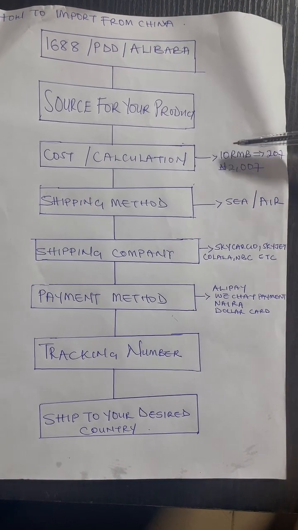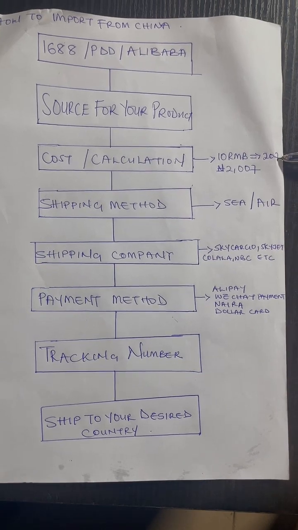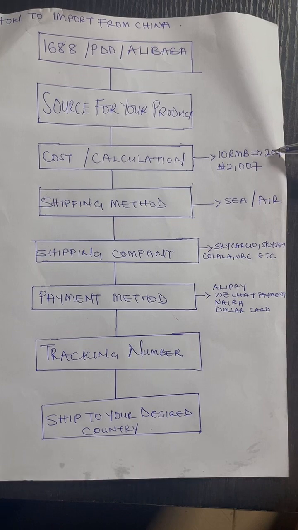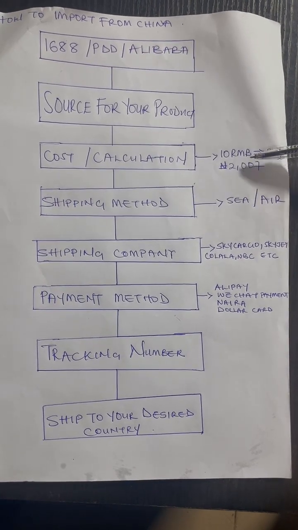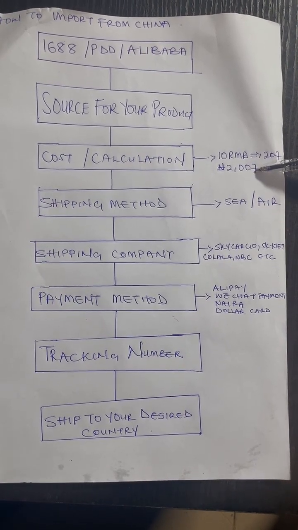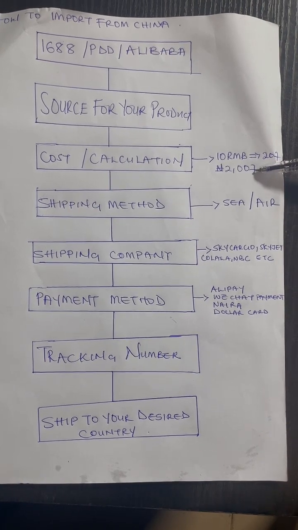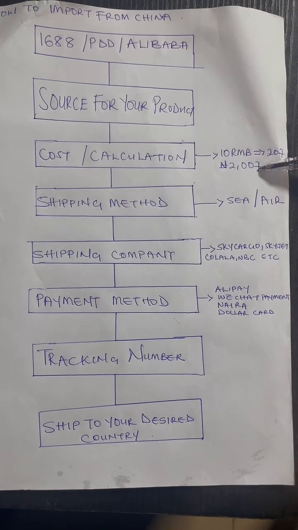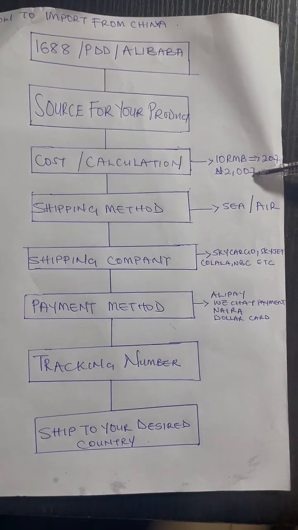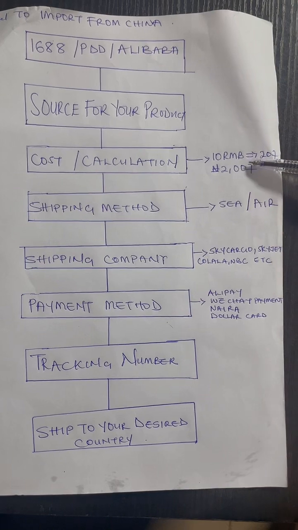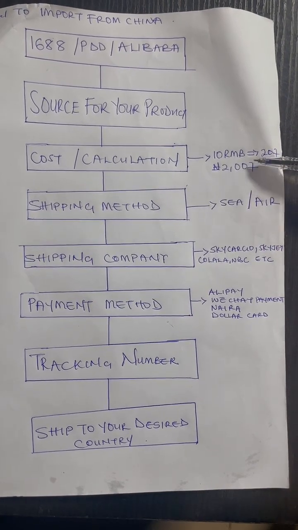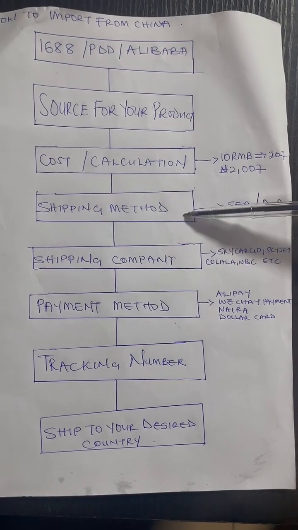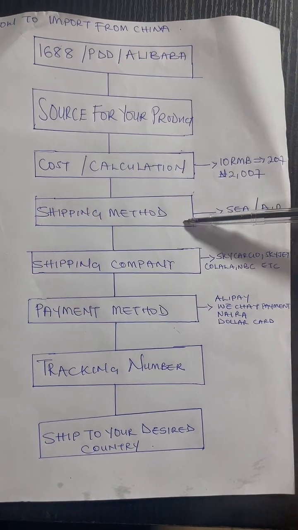As at when I'm making this video, 1 RMB is equivalent to 207 naira. Now, when you want to calculate it, that means 207 multiplied by 10 RMB gives you 2,070 naira. If you also want to convert to pounds, I can also put you through on how you can do that as well. So now, after you must have known the cost and calculation of your product, the next thing you want to know is the shipping method you would love to use.